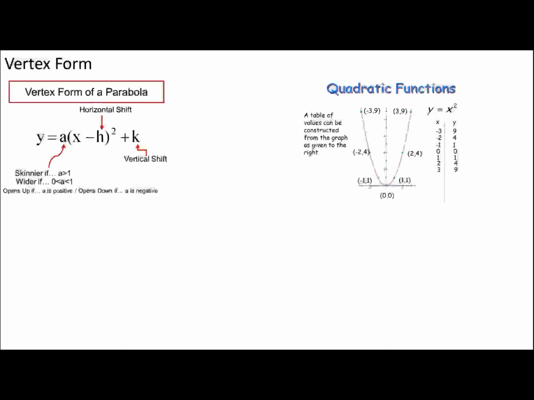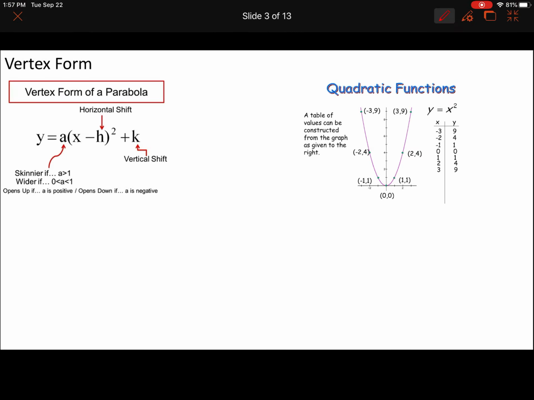So here's a review of what vertex form looks like. And this is your basic equation in vertex form. And it has an A, H, and K, those three letters right there. A, H, and K. Those are going to be replaced with numbers in the equations we're going to be looking at, but they represent different types of transformations that happen to our basic x squared quadratic function.